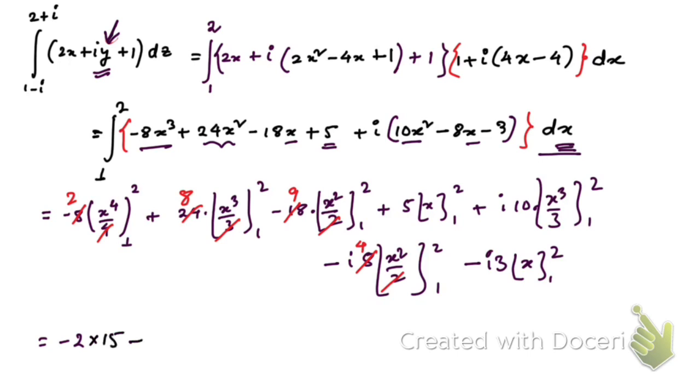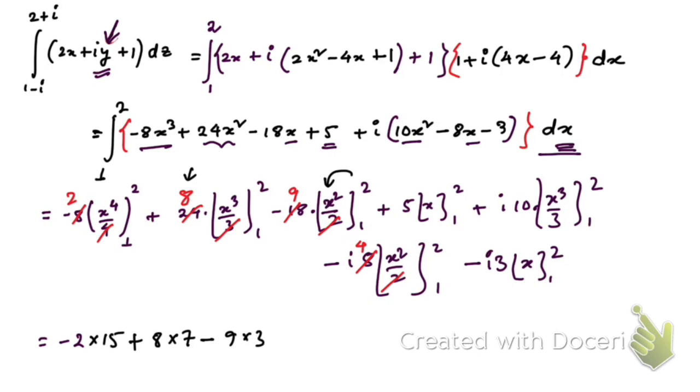Then plus, here you see this is 8, and 8 into 2 cube minus 1. 2 cube is 8, 8 minus 1, that's going to be 7. So 8 into 7, let's put 8 into 7, then minus 9. Here if you put 2, then you're going to have 2 square, minus if you put 1, then 1 square, that is 1. 2 square is 4, 4 minus 1, that's going to be 3. So it's going to be 3.